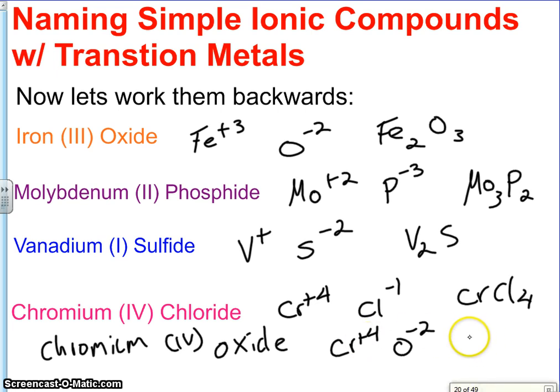Well, in this case, when we cross and swap, we get Cr2O4, which simplifies into CrO2. So don't forget with these that you're still simplifying.